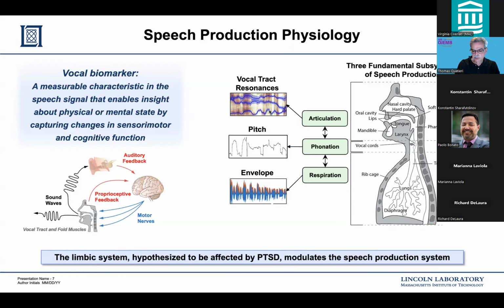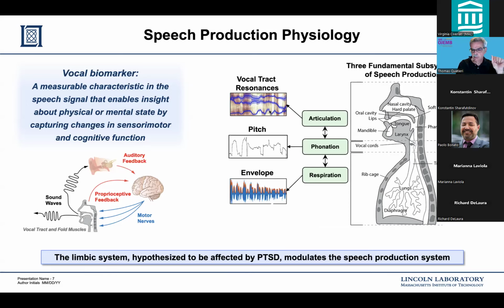So let's talk about speech first. I've used the term vocal biomarker. One loose definition of vocal biomarker is that it's a measurable characteristic in the speech signal that enables insight about the physical or mental state of a person by capturing changes in sensory, motor, and cognitive function.